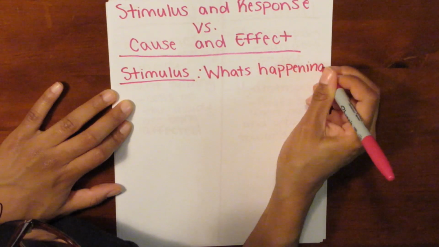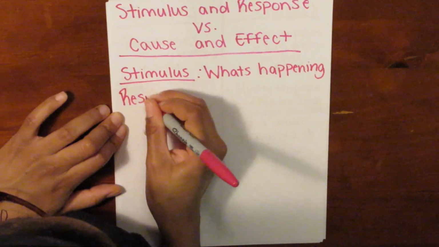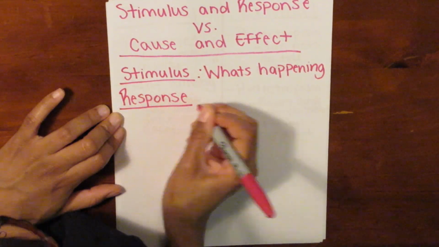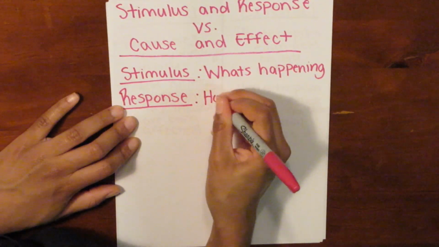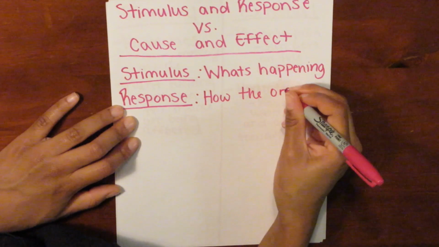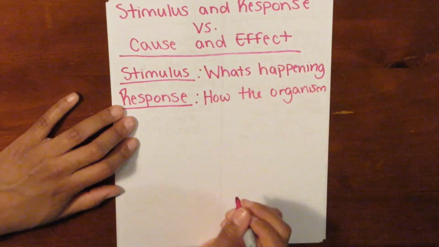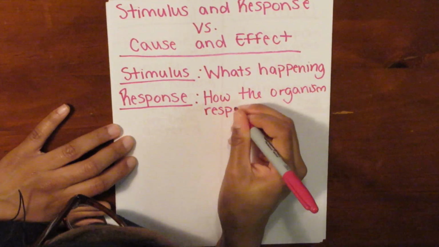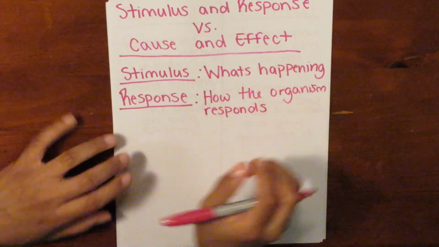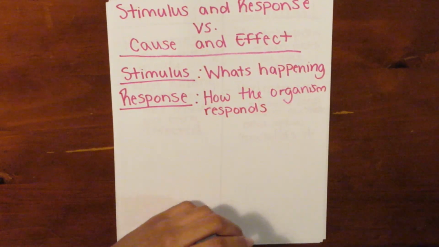So your stimulus is going to be what's happening. This is what's actually happening to the organism. This is what's going on with it. Your response is going to be how the organism actually responds to what's happening to it. So let's look at a couple of examples.